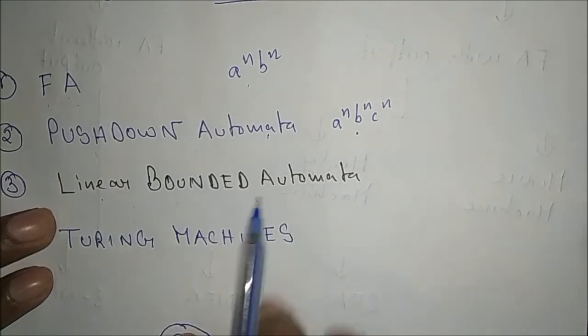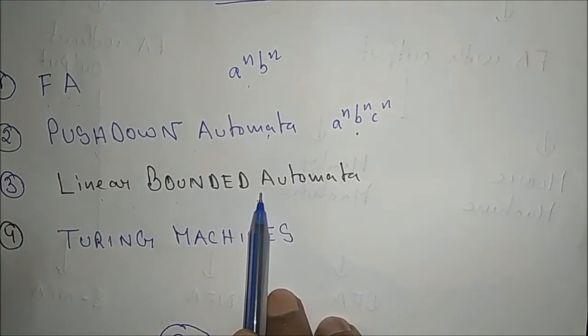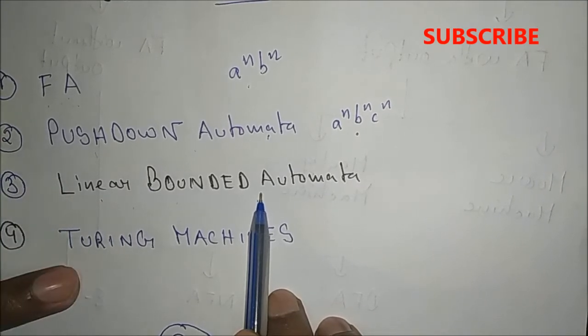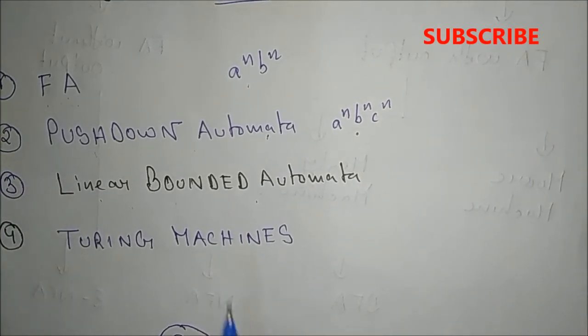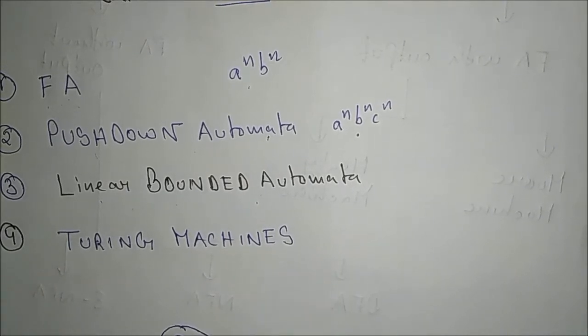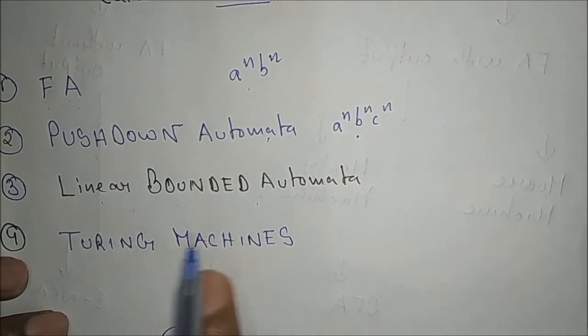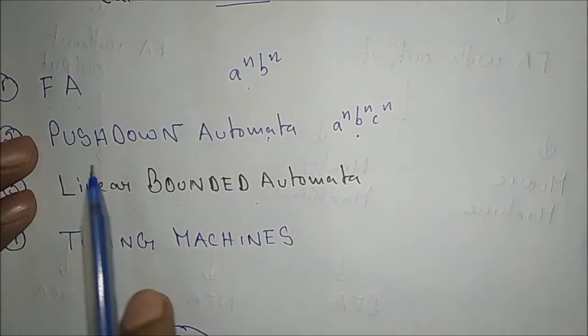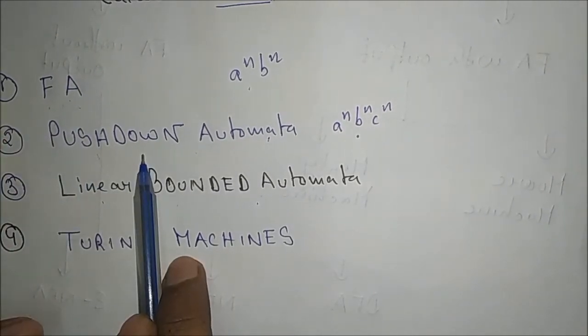Similar case happens in this machine also. If some strings are not accepted by this machine also, then we move to the Turing machine, and every string is accepted by Turing machines. It is a universal machine. Every string in this whole world is accepted by the Turing machine. So first we'll study finite automata, then push-down automata, then one by one.